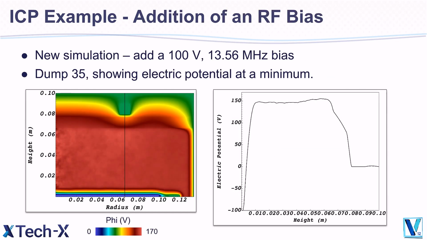The example can also be expanded on by adding an RF bias. The previous simulation had a 0-volt bias, and here we added 100 volts at 13.56 megahertz. Here we're just showing dump 35, which shows the electric potential at a minimum. So we have 100 volts on the bias, and this is what the potential looks like in the plasma.